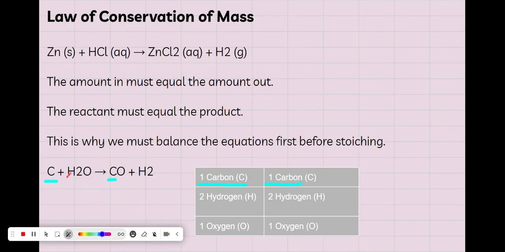Now let's look at our hydrogens. Here we have two hydrogens, and here we have two hydrogens. So our hydrogens are equal. And here we have one oxygen, and here we have one oxygen. So our oxygens are also equal. If they are not equal, we must equal them out, which we will do a little bit later. But basically, in order to stoich them, our in must equal our out, which is the law of conservation of mass. So that's what comes into play here.